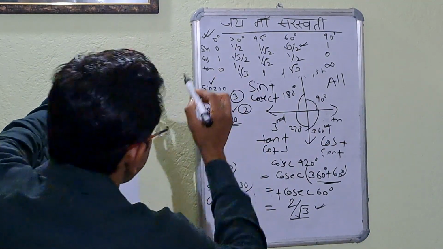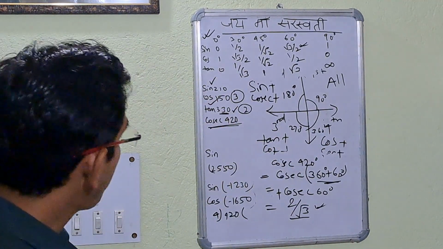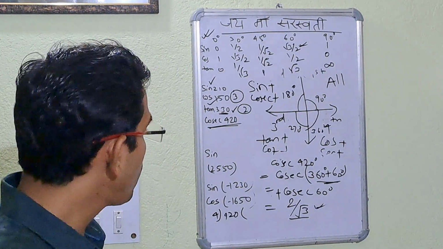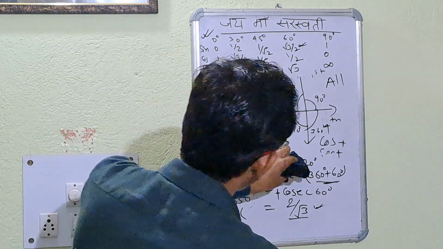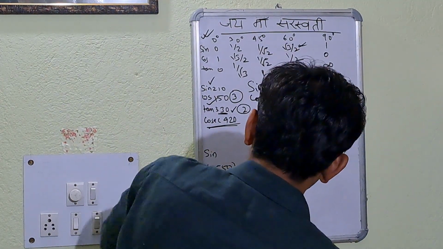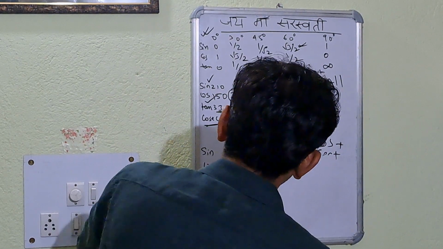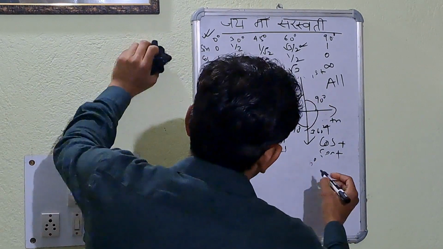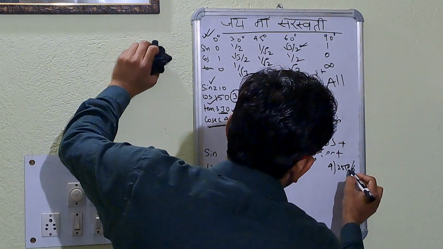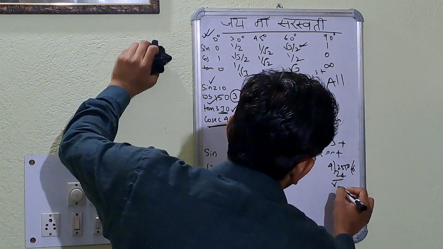Now we will be coming to some more examples like sine 2550. We will be checking that also. Sine 2550. We will be dividing this.